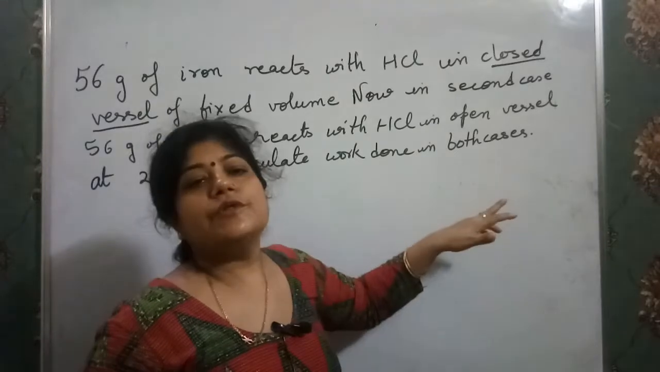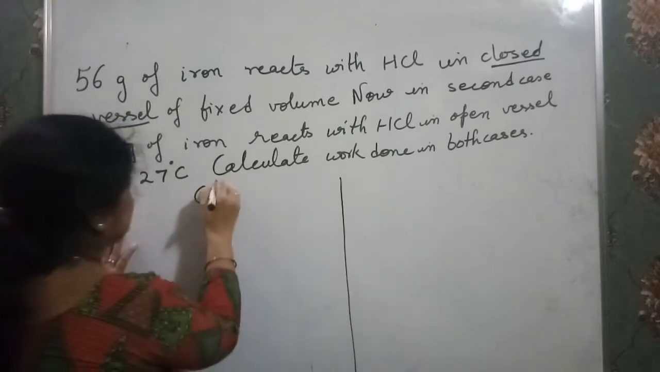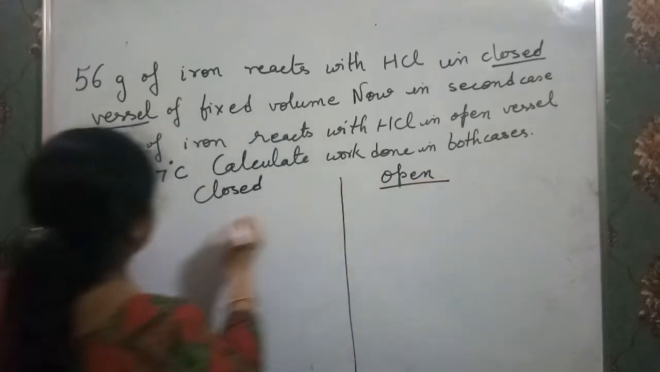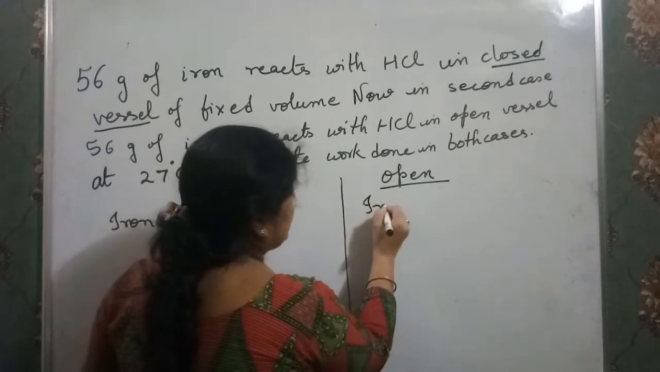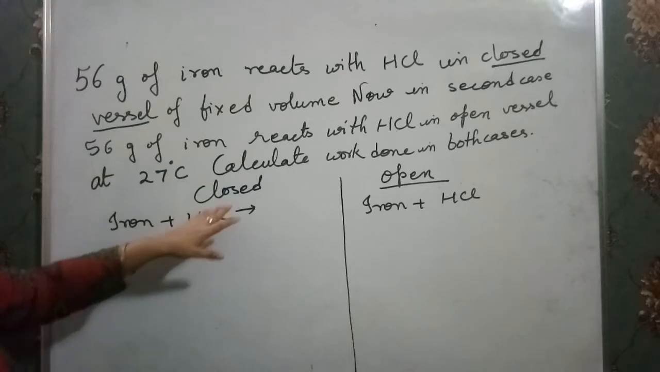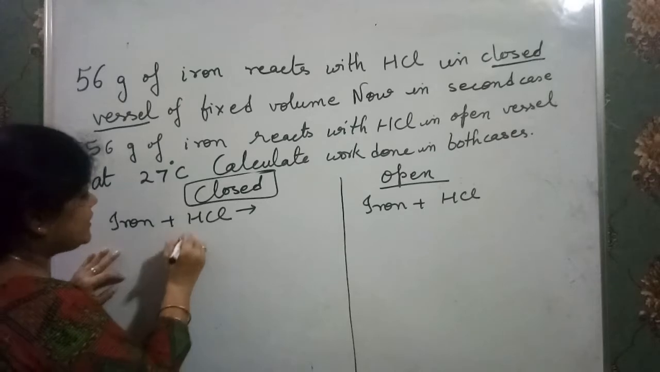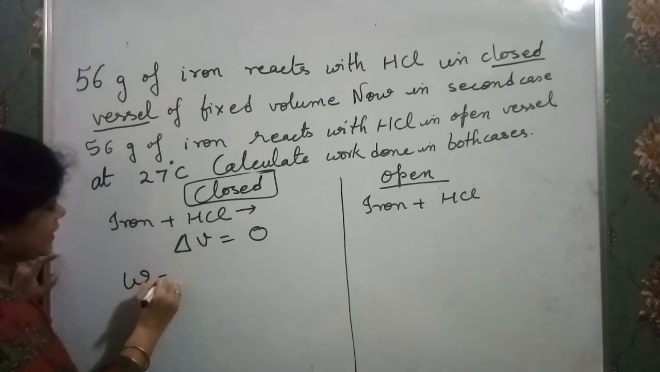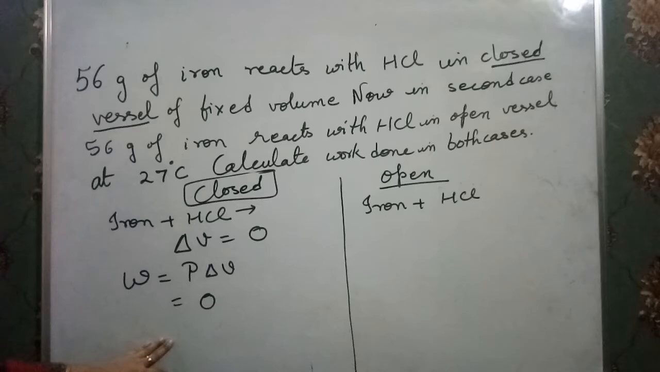Calculate the work done in both the cases, that is in the closed vessel and in the open vessel. And here iron reacts with HCl. Clear? Simply iron reacts with HCl. So when the reaction is carried out in a closed vessel, always remember delta V is equal to 0. Now when we have to find the work done, it is equal to P delta V, so it ultimately becomes 0. That is, no work is done.